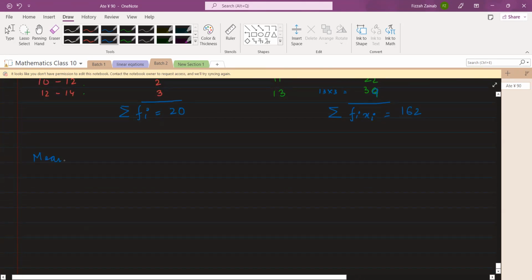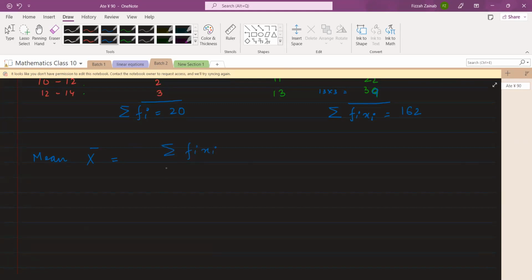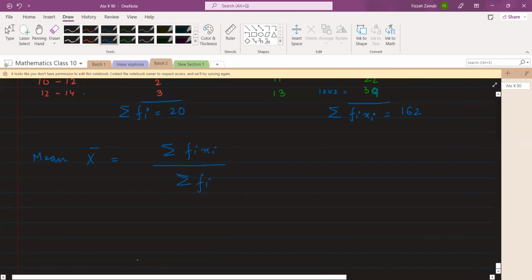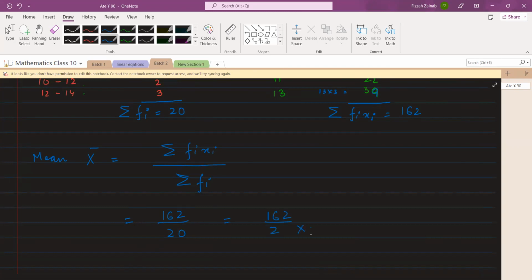So how do you find mean? This is mean by direct method. This one is the direct method I'm doing. I have not started assumed mean right now. So this is summation of fi xi divided by summation of fi. This is the formula. Summation of fi xi is 162, summation of fi is 20. So you can do it like this: 2, and keep this 10 separate. 2 into 8 is 16, and then 81 divided by 10. So that gives you 8.1.